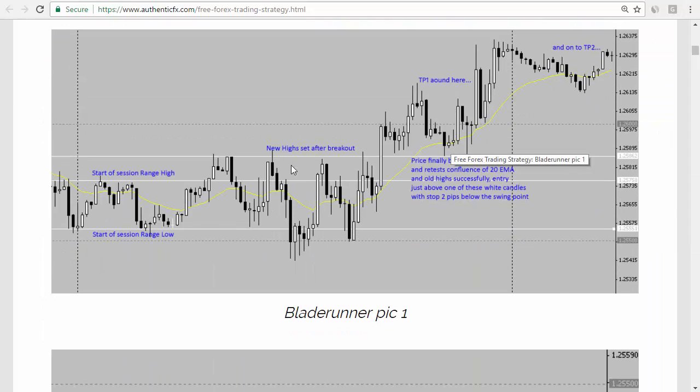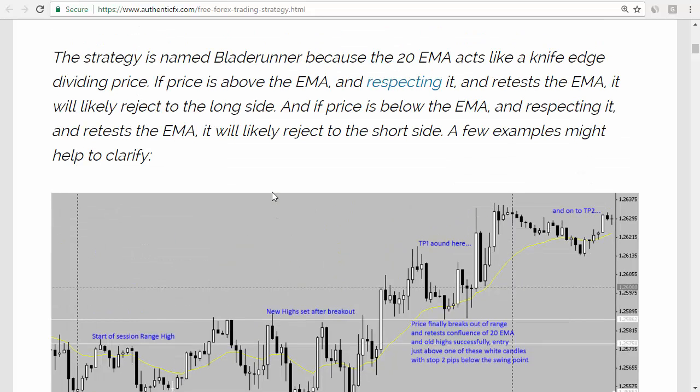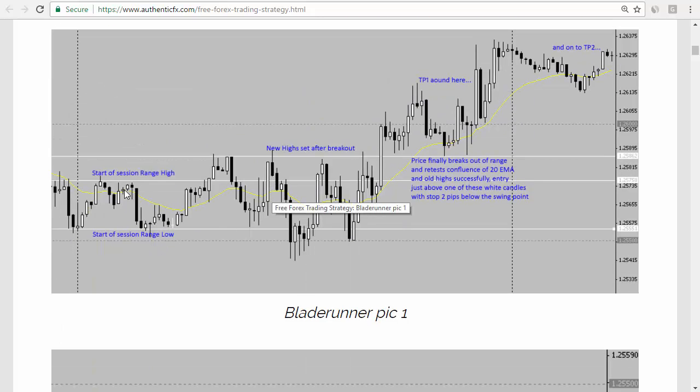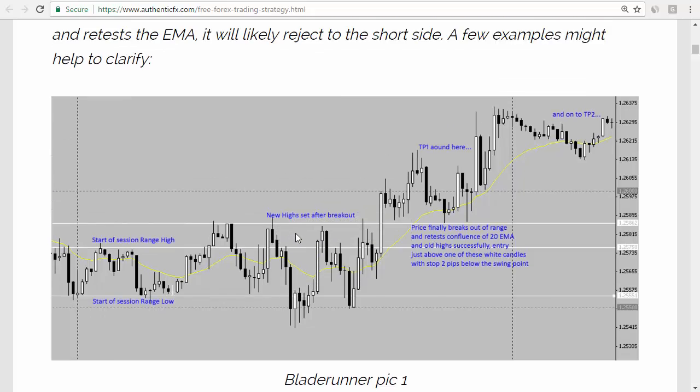But here we go. Without going through all the copy, it uses a 20 EMA, and it looks at the start of the trading session. We could make this variable based on a time frame, so you could put a start and end time in there, and it looks for the high of the range. So you could say from the start of the day to, let's say, this is probably the half hour chart, I'm not too sure.